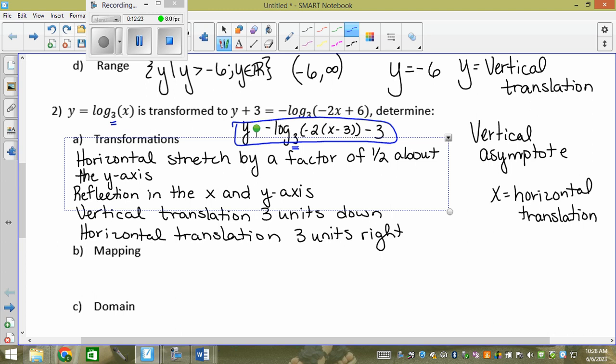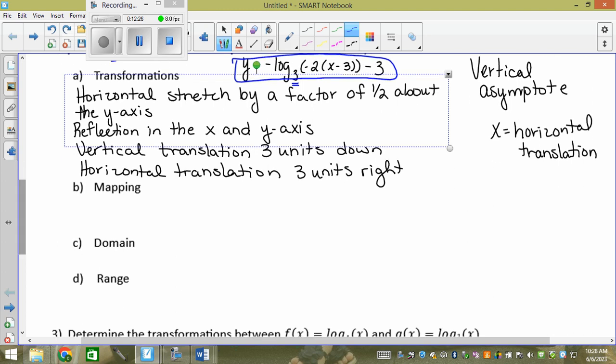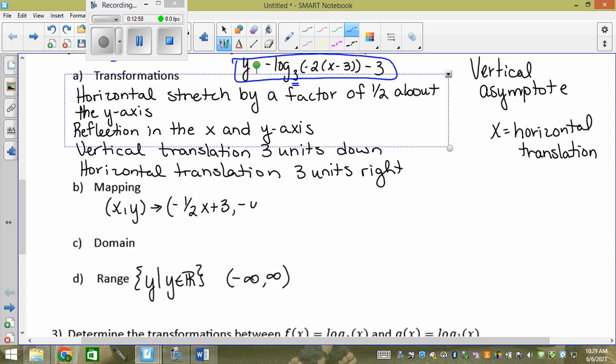We agree? So my range for log graphs is y such that y is an element of the reals. And why is that? Because logs and exponentials are inverses of each other, and an exponential is XER, so a log is YER. My x switches, my y stays the same, so the mapping is negative 1/2 x plus 3, comma negative y minus 3.